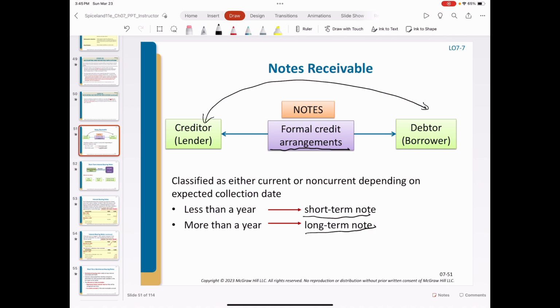If the note receivable is from sales, the creditor is actually the seller. So there's a dual identity of the business: the seller. It sells goods to the customer while providing credit to the customer in the form of notes receivable.